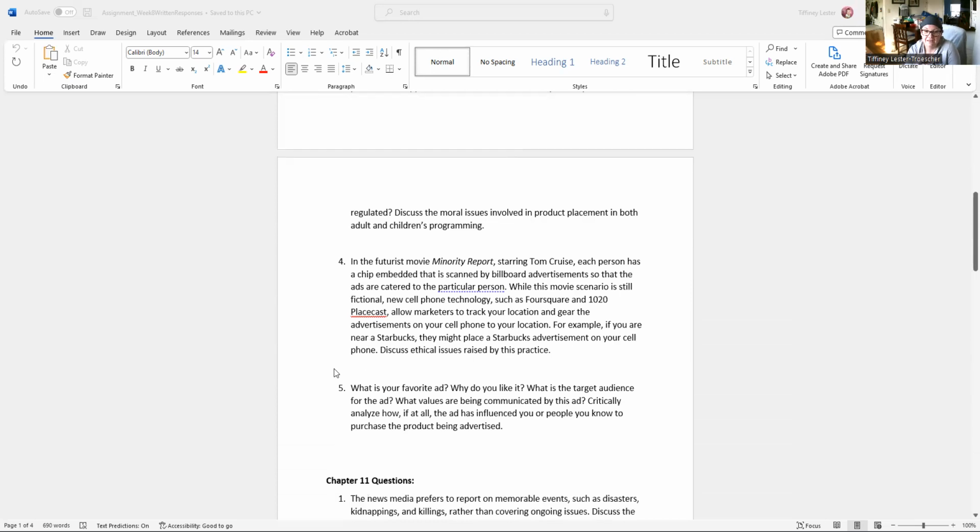Number 4, in the futurist movie Minority Report, starring Tom Cruise, each person has a chip embedded that is scanned by billboard advertisements so that the ads are catered to the particular person. While this movie scenario is still fictional, new cell phone technologies such as Foursquare and 1020 Placecast allow marketers to track your location and gear the advertisements on your cell phone to your location. For example, if you are near a Starbucks, they might place a Starbucks advertisement on your cell phone. Discuss ethical issues raised by this practice. Ethical issues.